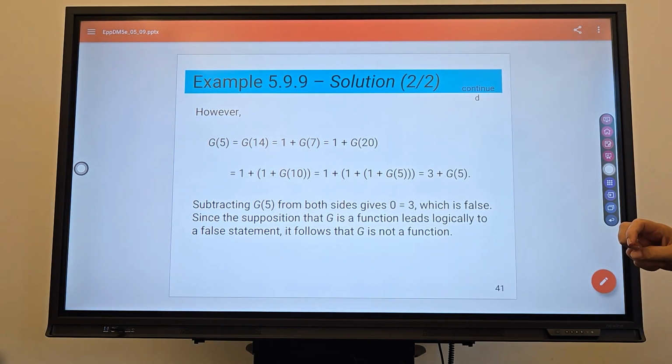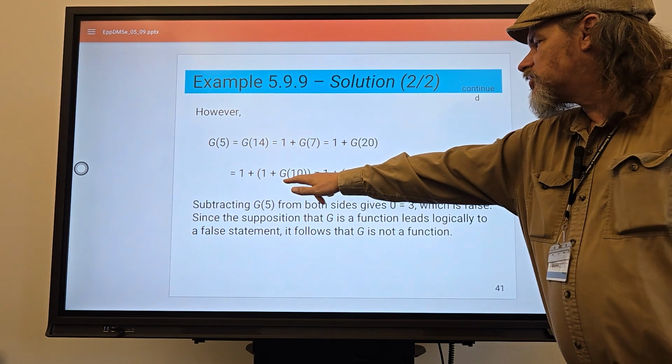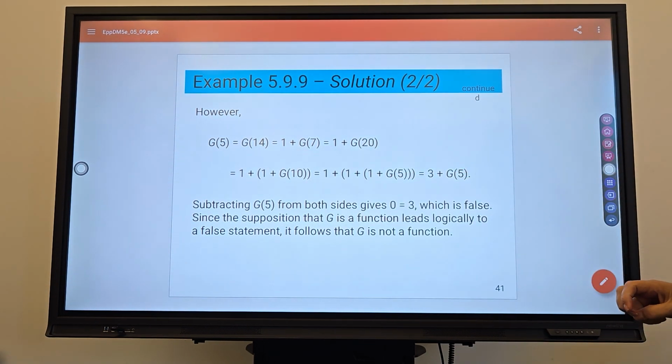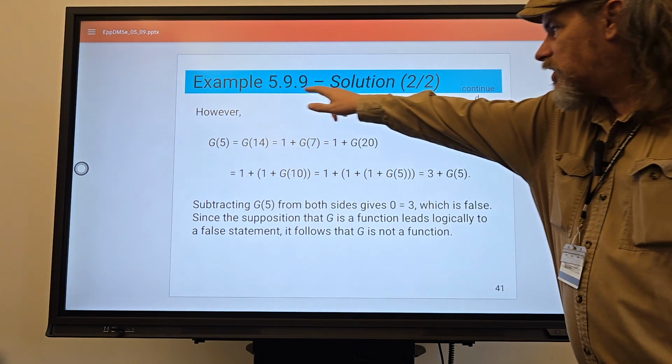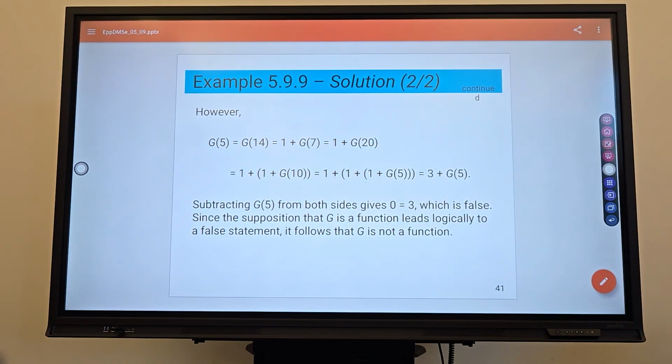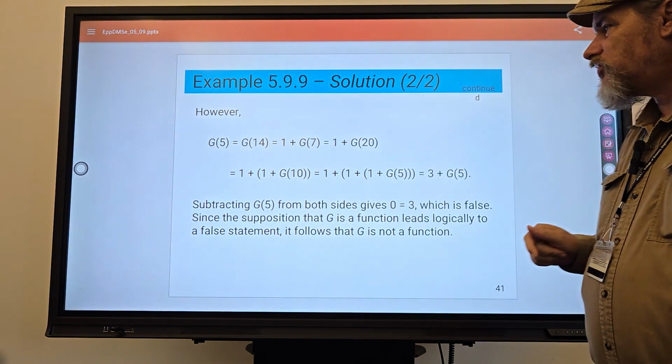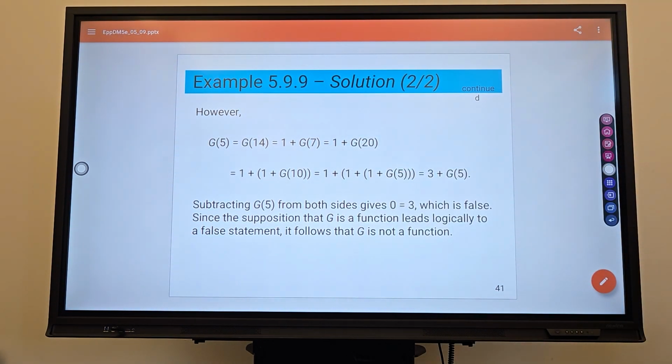So keep going through the substitutions, and you get 3 plus G of 5, which is back to where you started from. And so if you say 3 plus G of 5 equals G of 5, subtract G of 5 from both sides, you get 0 equals 3, which is false. It follows that G is not a function.